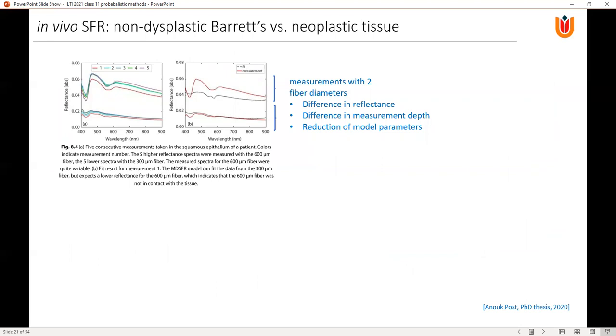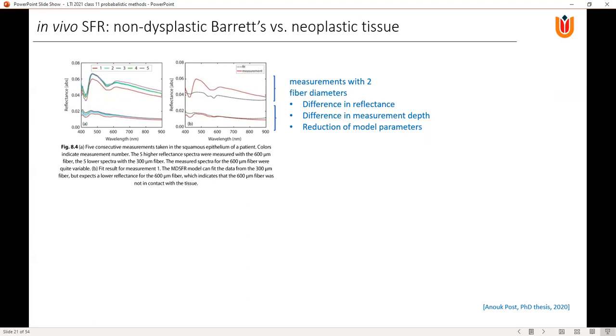So what Anouk did, Anouk was one of our PhD students. She now works at the Antonie van Leeuwenhoek. What she did is take this single fiber measurement, place it on the tissue, take spectra, and then try to see if there's something abnormal in these spectra, something not what you would expect. So a typical measurement would look like in the figure there.